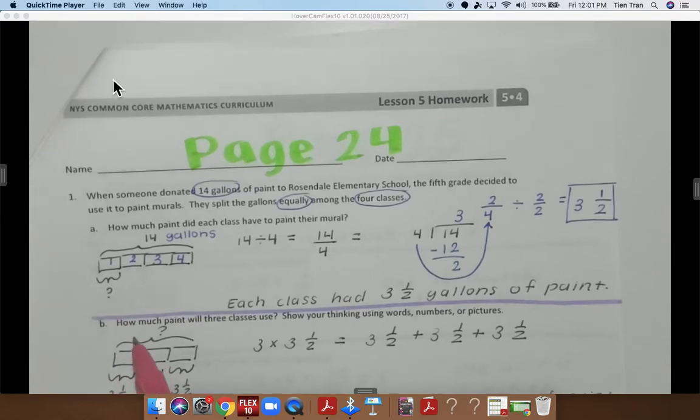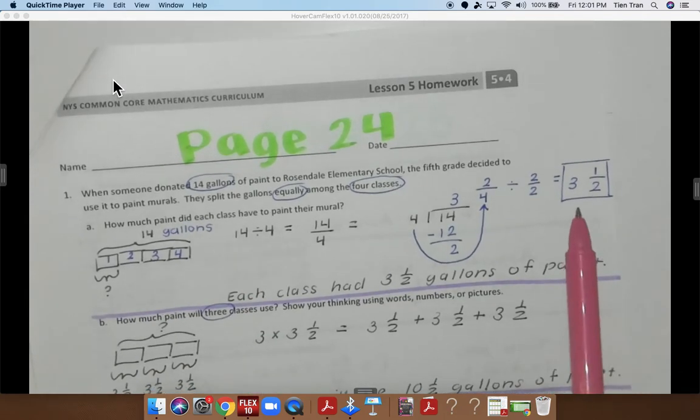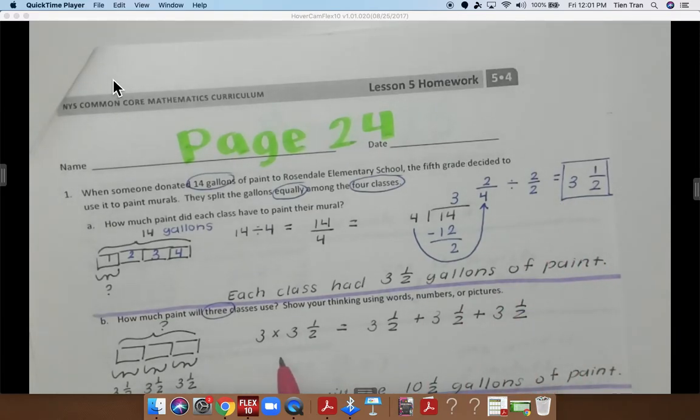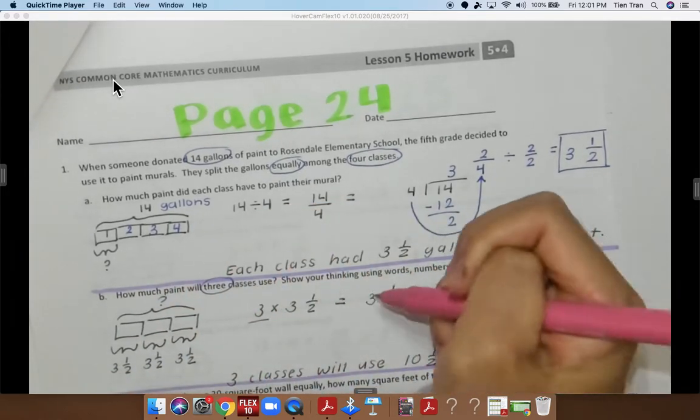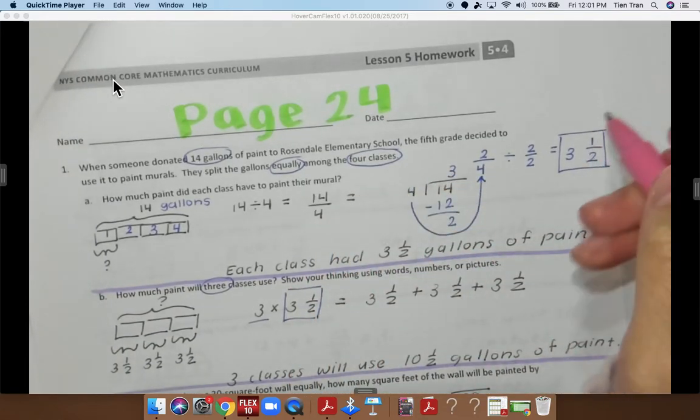The second question they ask you is, how much paint will 3 classes use? Show your thinking using words, numbers, or pictures. So this time, instead of 4, we're going to use 3, okay? So we have 3 and 1/2. We're going to be taking that number and multiplying it by 3. So 3 times 3 and 1/2. Where did I get 3 and 1/2 from? From the previous problem right here.